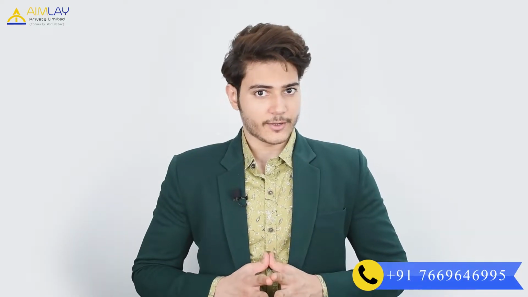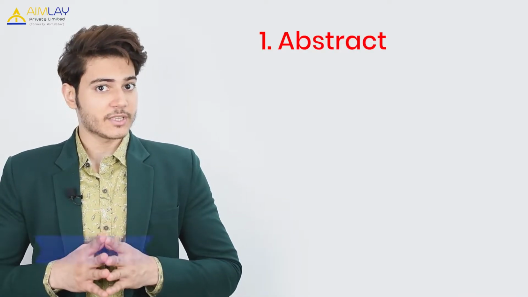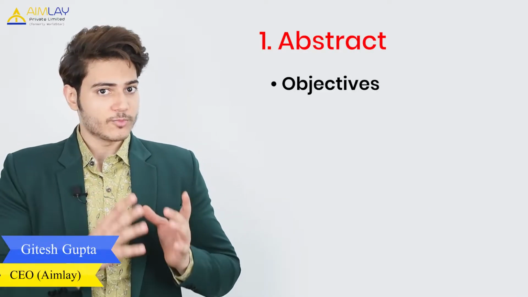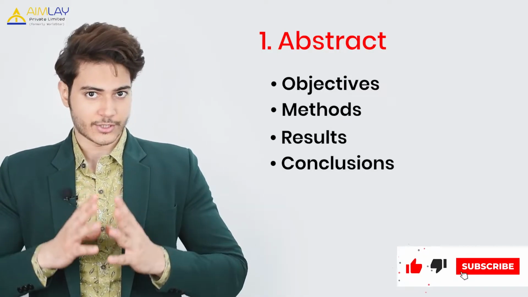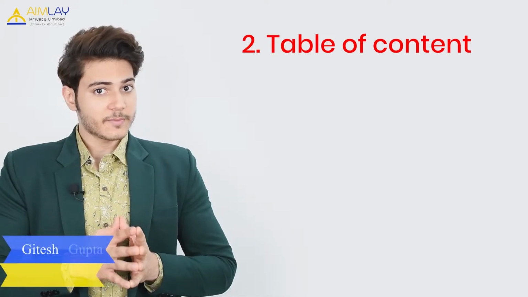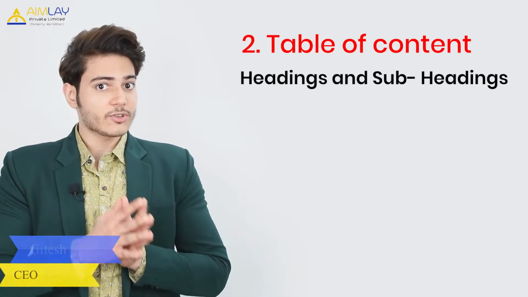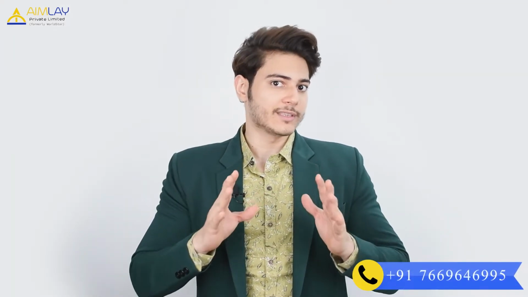The first component of a thesis or dissertation is the abstract. An abstract is basically a short description of the objectives, methods, results and conclusions of your thesis or dissertation. The second component that you have to be aware about is the table of content or the index. An index basically comprises all the headings or subheadings of the chapters of your thesis or dissertation. It basically portrays an outline or structure of your thesis or dissertation.